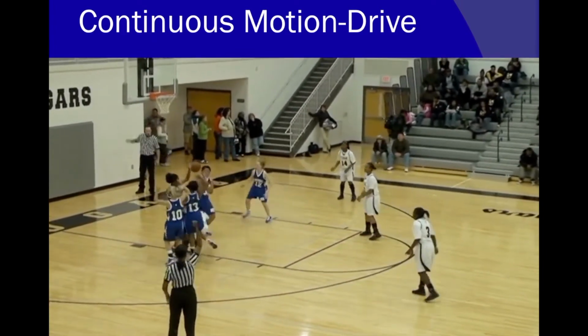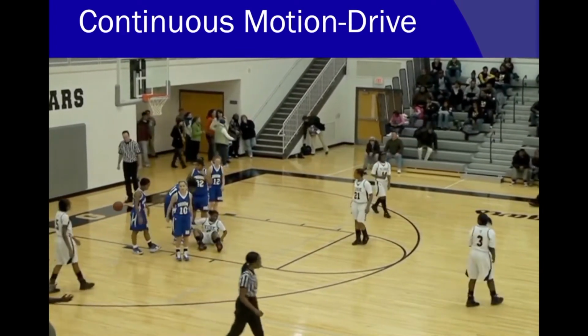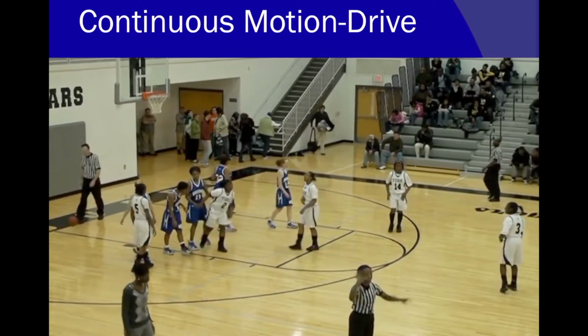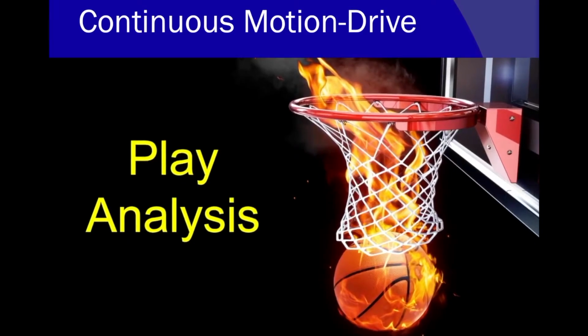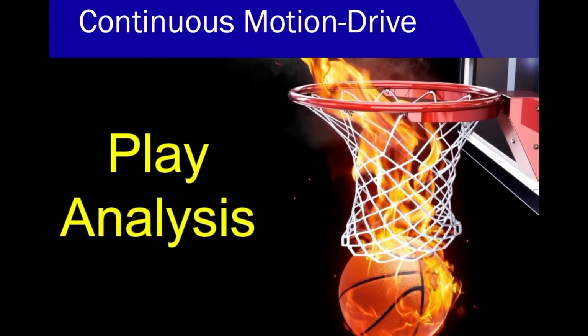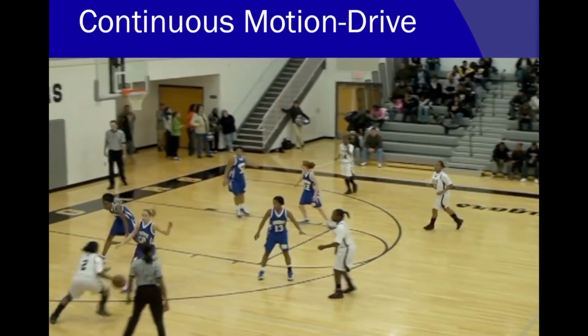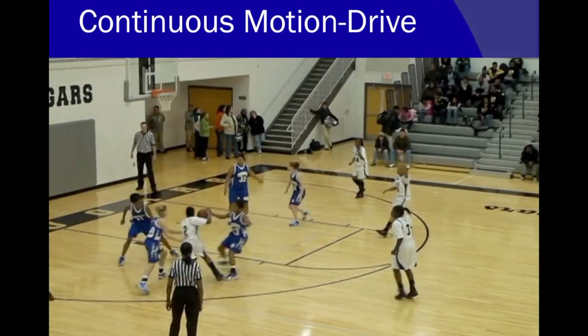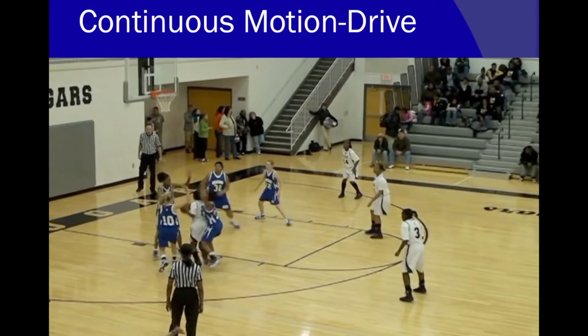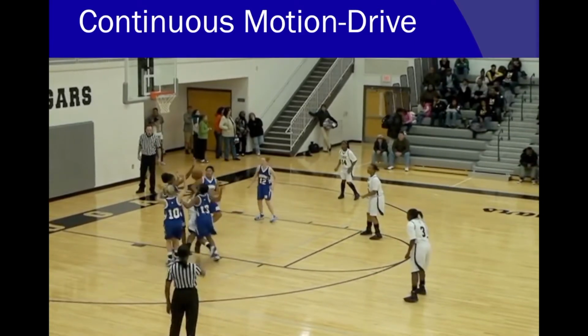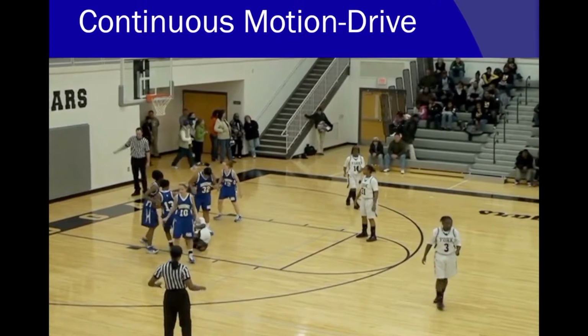In the first play, number 2 drives to the basket and is fouled. Was this a continuous motion play? As we can see in the slow motion replay, number 2 ends her dribble before the blocking foul occurs. So number 2 was fouled while in the act of shooting. She is entitled to 2 free throws.